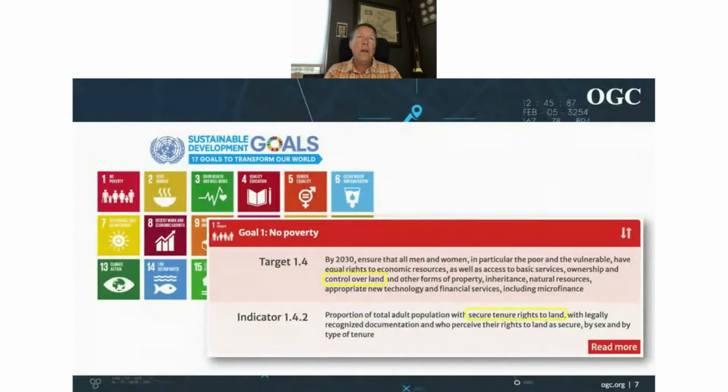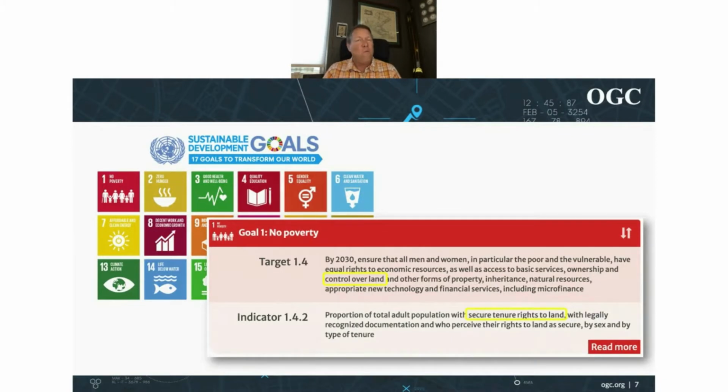If you look at the UN Sustainable Development Goals, goal number 1 is to end poverty in the world. And if you look at the aspects of no poverty, how do you end poverty? One of the most important things is to give control over the land and secure tenure rights to those who have the land. And so that's a framing concept around any of the work we do internationally in our community on land administration, is that we ensure that we have this tenure.